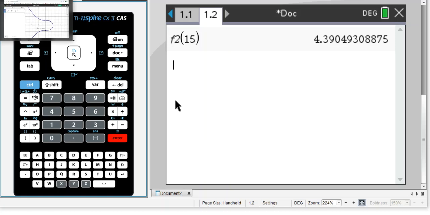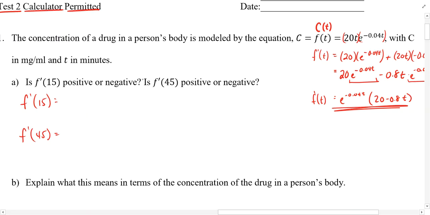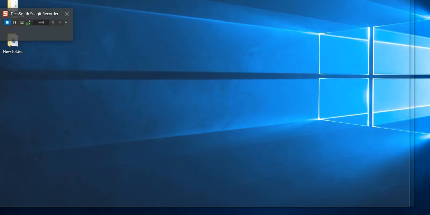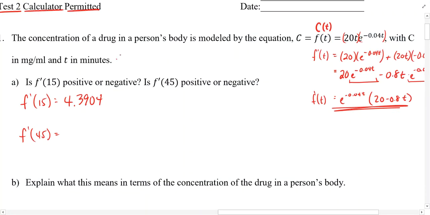And so I don't need to show a whole lot of work here on the test because I know you're using a calculator here. And we've got 4.3904. Now, let's talk about units, though, real quick. The unit is, again, the combination of our horizontal and vertical axis. Our vertical axis was concentration in milligrams per milliliter, and our horizontal axis was time in minutes.